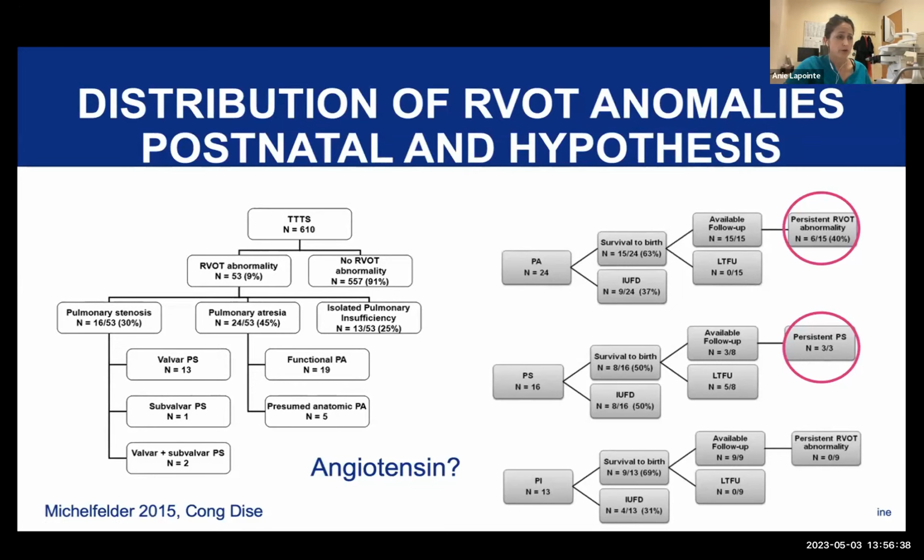Speculatively, it is possible that circulating peptides may impact pulmonary valve morphogenesis, for example, angiotensin. Angiotensin receptors exist throughout the developing heart. And we know that angiotensin levels are elevated in recipient twins, but it stays a hypothesis for the moment.